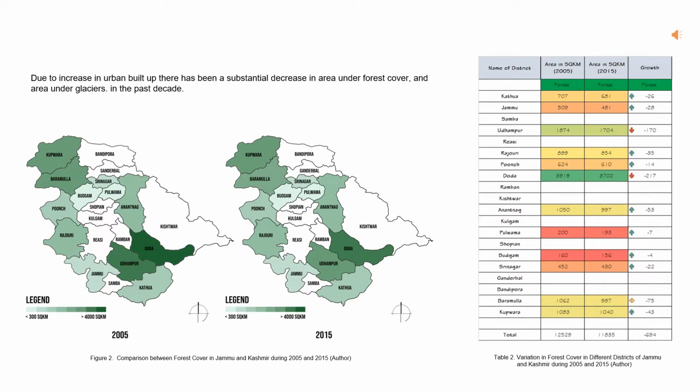Now, if we analyze the map and the table that shows us the change in the overall forest cover, we can say that there has been an overall decrease in the forest cover, which means that there has again been deterioration in the environment, and which has impacted the ecological system of the area.